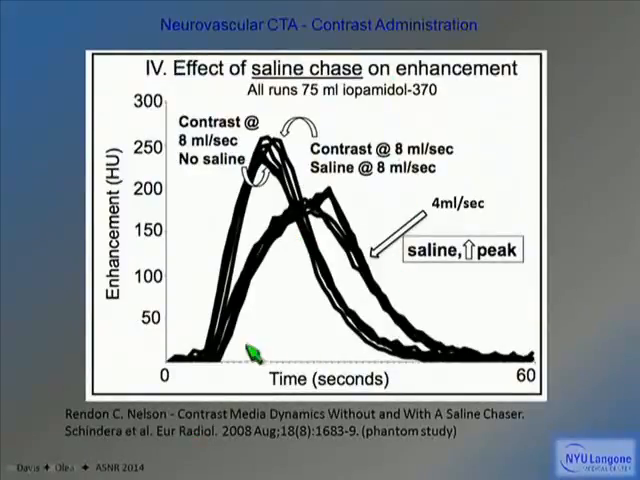So this is a slide that I tend to use with my fellows for teaching them CTA, but it illustrates the point. This is in an animal model developed by Rendon Nelson, and we're looking at two different injection rates in this model. And the first is an 8 cc per second, and the second is a 4 cc per second. So we can see in the exact same cerebral blood flow in these models, if you inject quickly, you would have a steep curve and interpret this as increased cerebral blood flow, and with the other curve, a decreased cerebral blood flow or lesser cerebral blood flow.